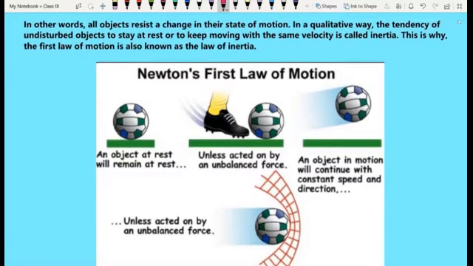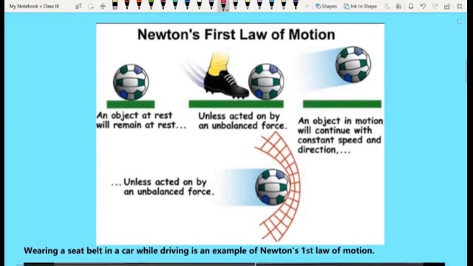In a qualitative way, the tendency of undisturbed objects to stay at rest or keep moving with the same velocity is called inertia. So, that is inertia. Inertia is nothing but the tendency of any object to remain in its state. That is called inertia. This is why the first law of motion is also called the law of inertia. Okay. So now let us understand this with an example.